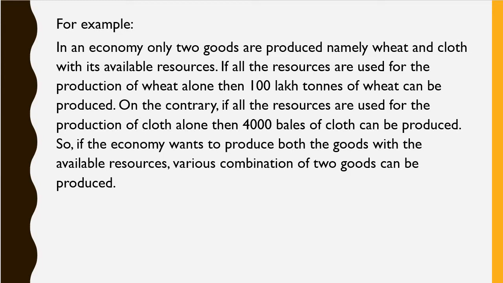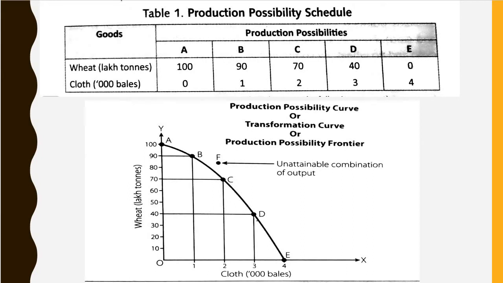Let us see over here. Over here there is a schedule. A schedule is something which shows the data in a tabular form, in the form of a table. So this particular schedule is a production possibility schedule. There are two goods that are to be produced, that is wheat in lakh tons and cloth in 1,000 bales. And there are 5 combinations or possibilities that have been mentioned over here. So under possibility 1, only wheat can be produced and cloth will not be produced.